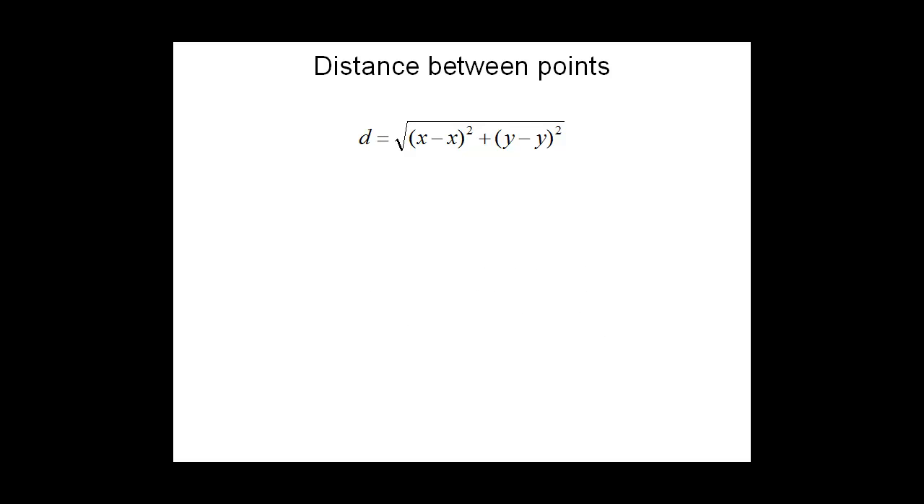The distance is the square root of (x2 minus x1) squared plus (y2 minus y1) squared. You can put subscripts in. I don't. And so you get x minus x squared. It doesn't matter what order you put them in.